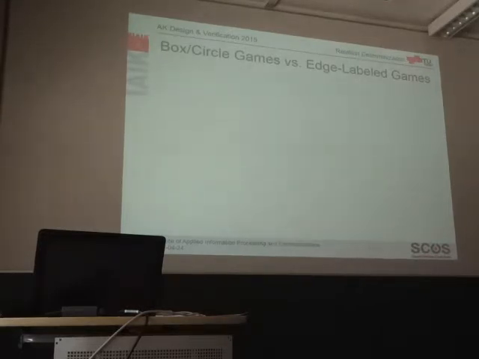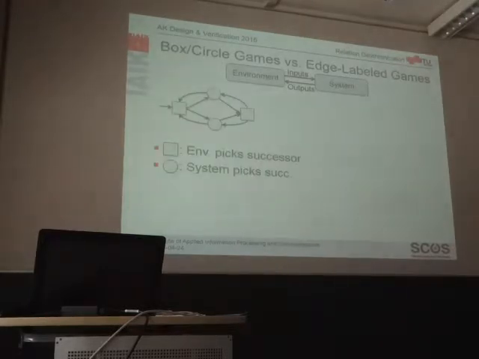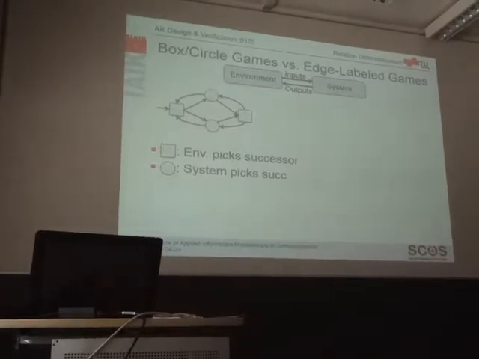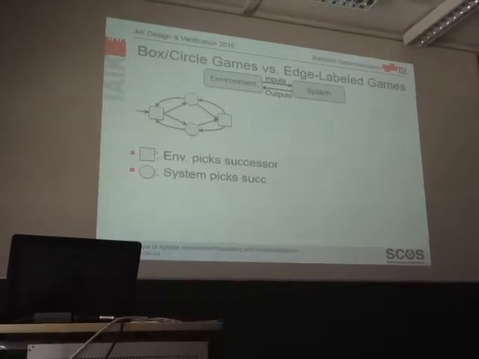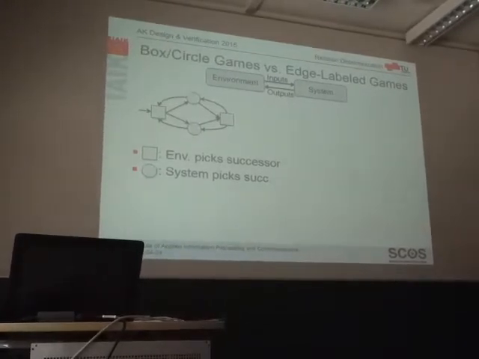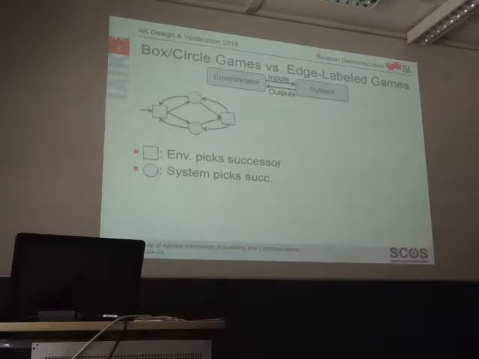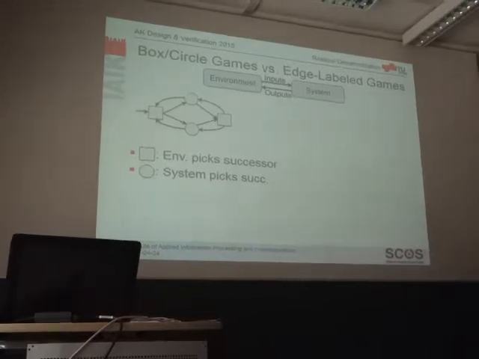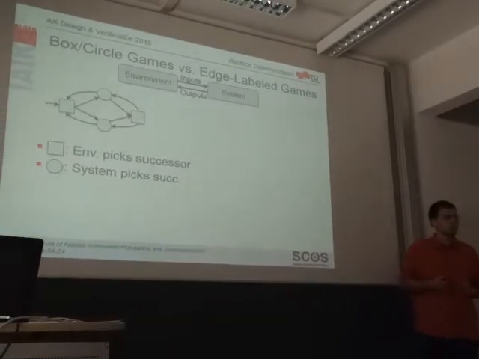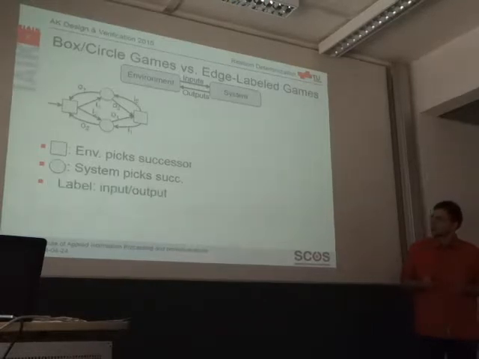Okay, so let's recall very quickly the notation for game graphs that we have used in this lecture so far. As always, we have an environment providing inputs and the system reacting with outputs. And we have modeled this with games that basically looked something like this. We had some states that were denoted by boxes and some states that were denoted by circles. And the rule was basically if we are in the box state, then the environment picks which state to go to, and if we are in the circle state, the system picks which state to go to next.